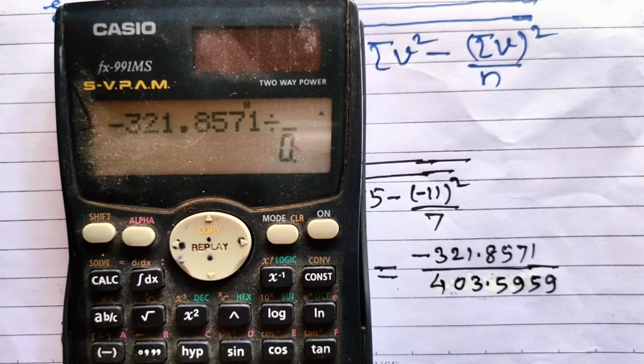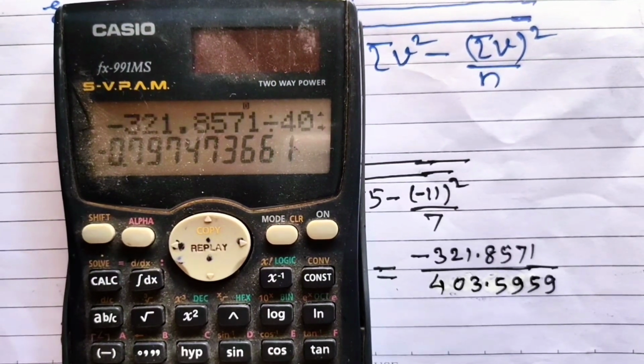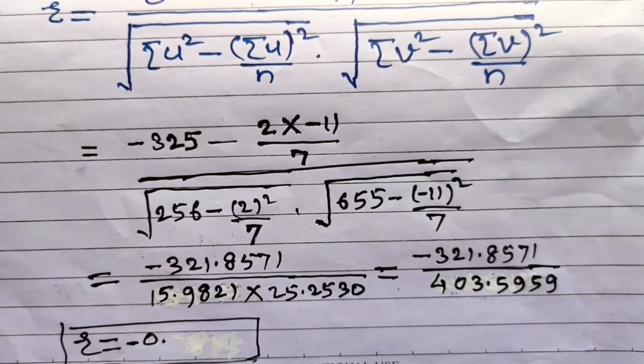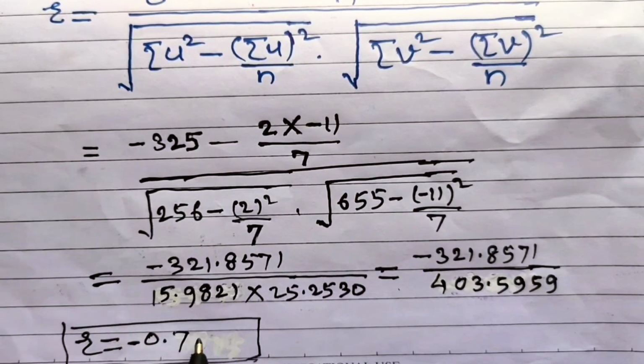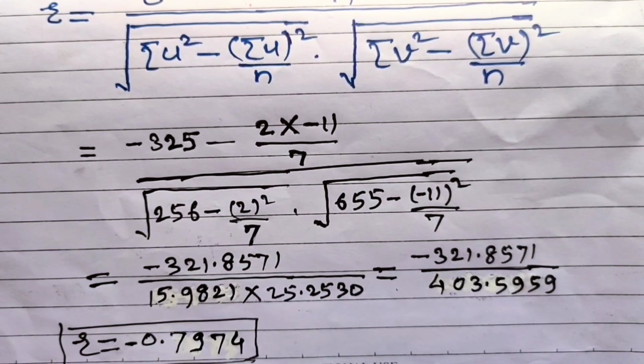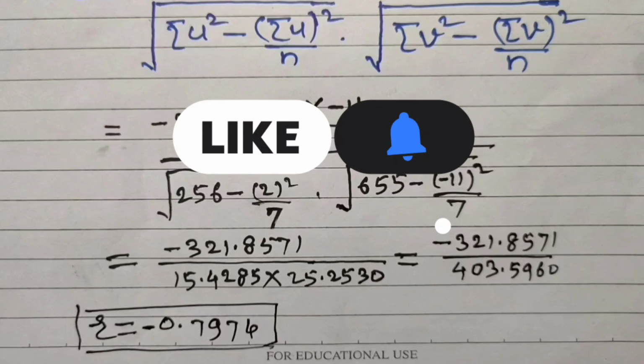Now divide numerator by denominator, that gives minus 321.8571 divided by 403.5959, and this is equal to minus 0.7974. So R is equal to minus 0.7974, and this is the coefficient of correlation for the given data, and this is the solution. Let us solve the next sum.